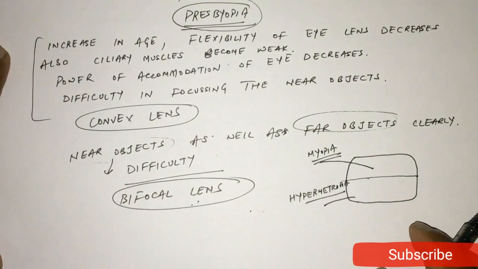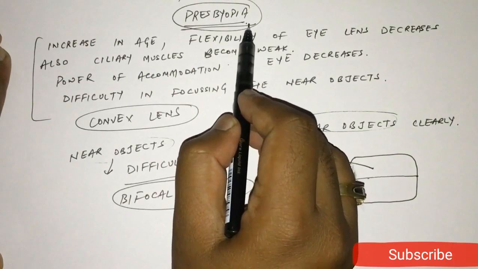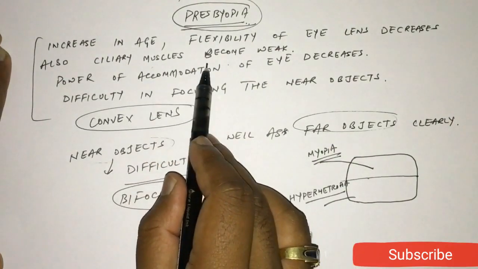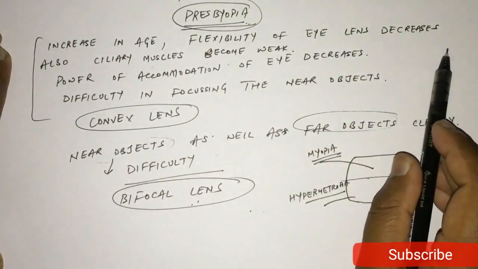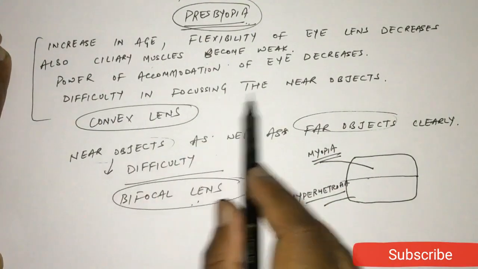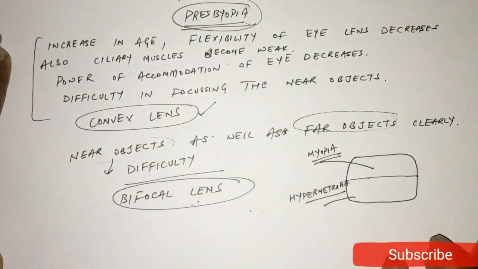I am repeating again. Presbyopia is an old age defect. With increase in age, the ciliary muscles become weak. So the flexibility of eyelids decreases. So the person finds difficulty in focusing the near objects clearly. So in that case, the person can use convex lens.